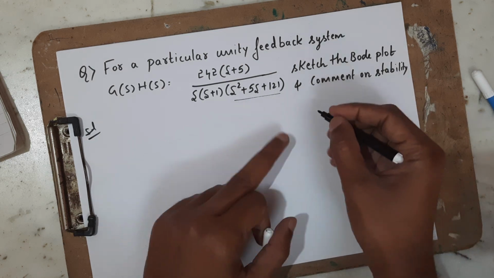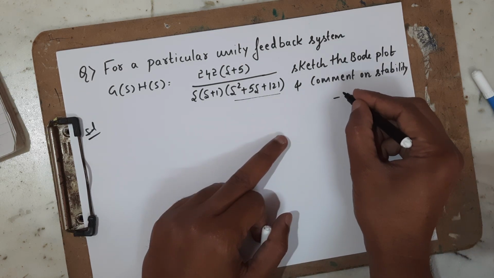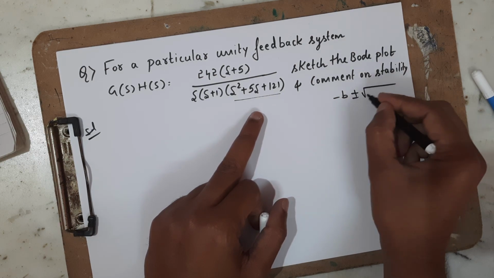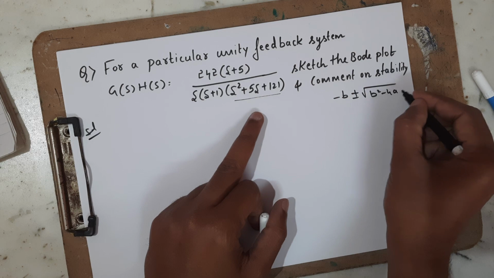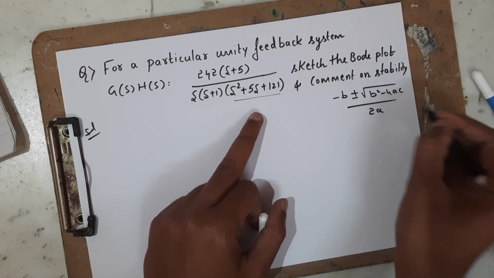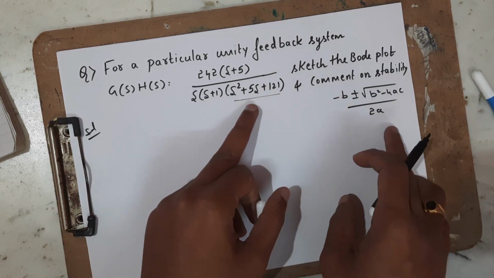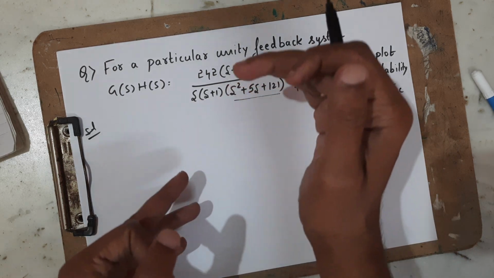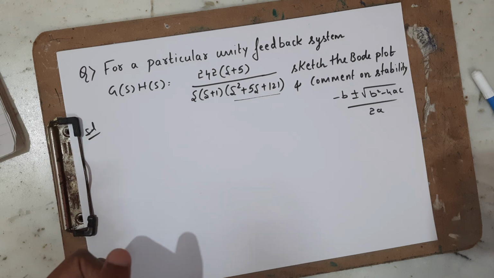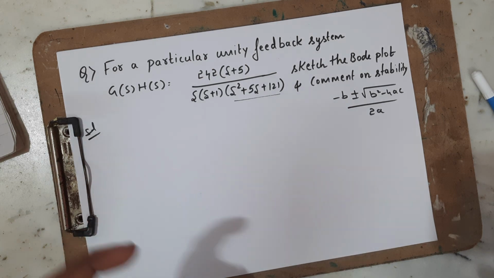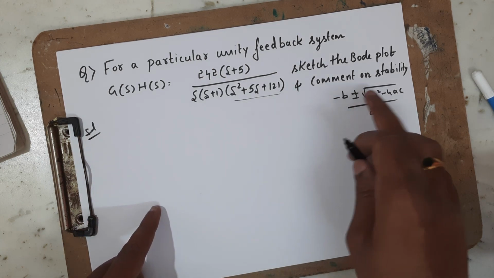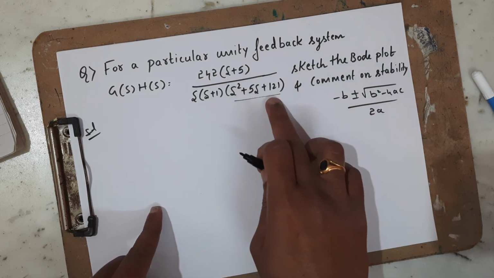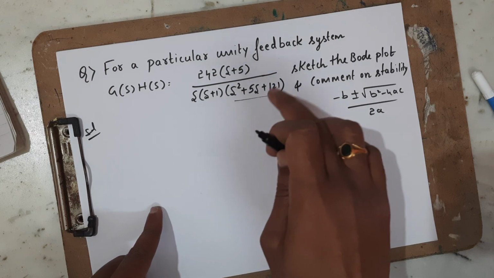not. So how to verify that? We need to verify by applying this formula: minus b plus or minus square root of b square minus 4ac divided by 2a. So if we find out this is a complex pole or a complex zero, then only we need to apply the required procedure. I hope you understood. So I have applied minus b plus or minus square root of b square minus 4ac divided by 2a, and I found out that this is complex. So therefore I am going to explain the steps.